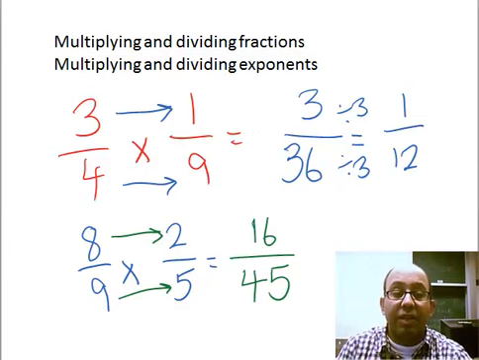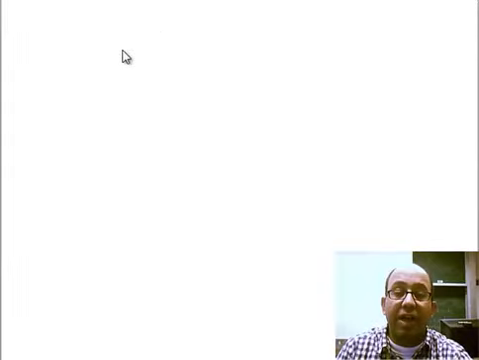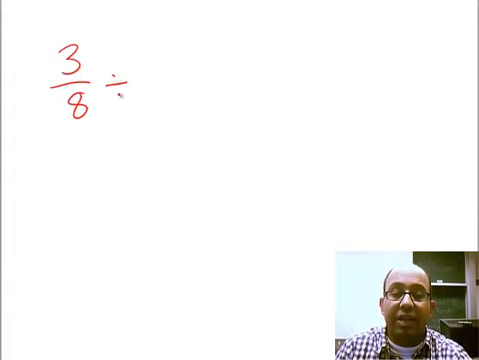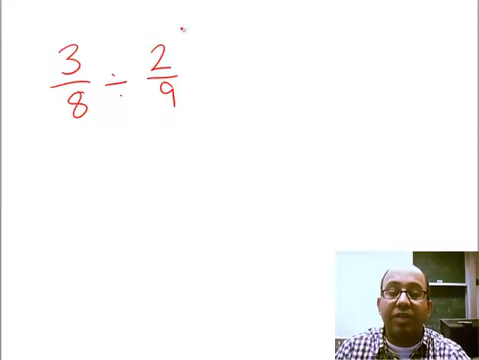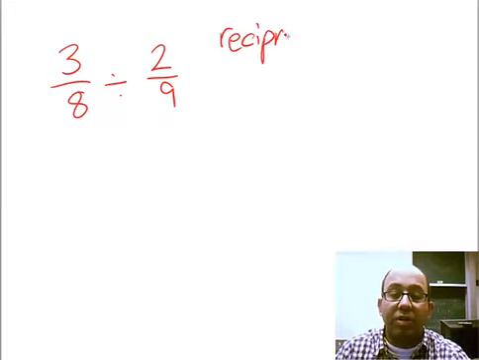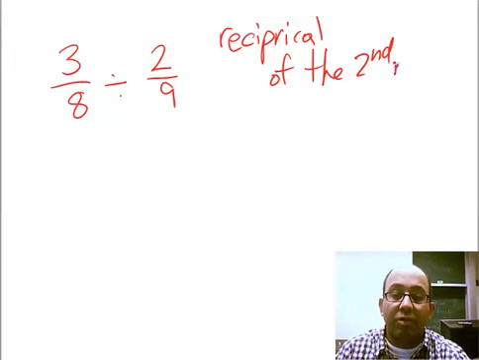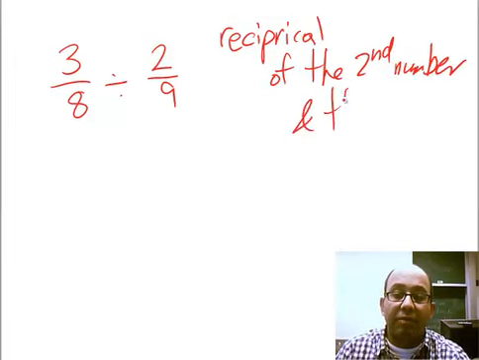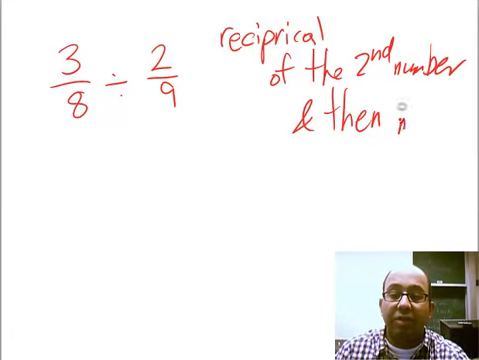So let's go on and divide fractions. Well, if we were to take 3/8 and divide by 2/9, well, the way you do that is you take the reciprocal of the second number. And then multiply. That's the whole thing, nothing more.